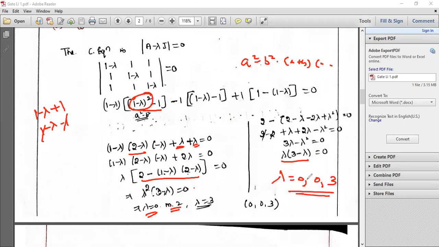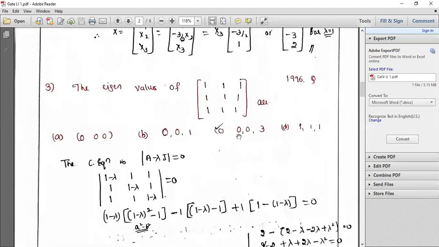These are the eigenvalues. If you see our options here, you can easily verify that 0, 0, 3 is the right option. Actually, for this particular matrix, the diagonal sum is 1 plus 1 plus 1, that is 3. Therefore, the sum of the eigenvalues should be equal to 3.